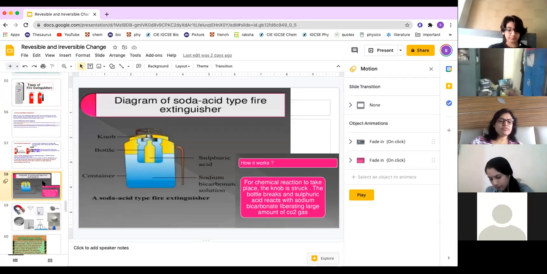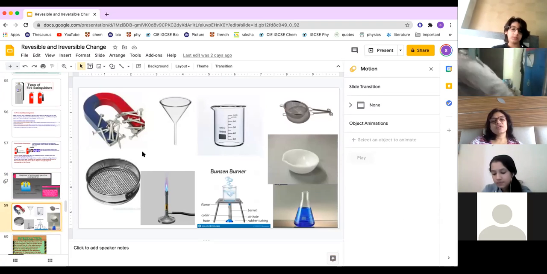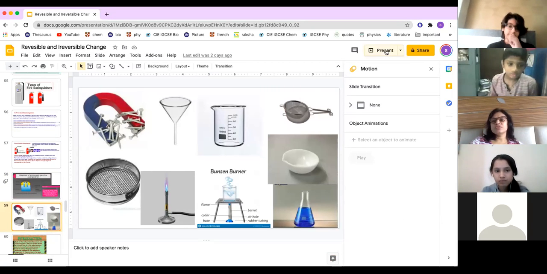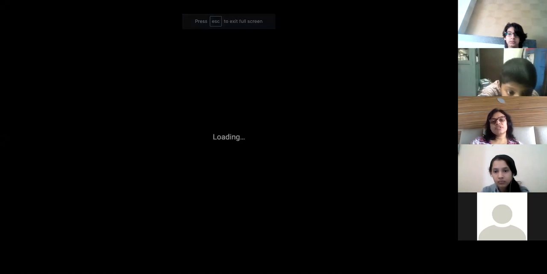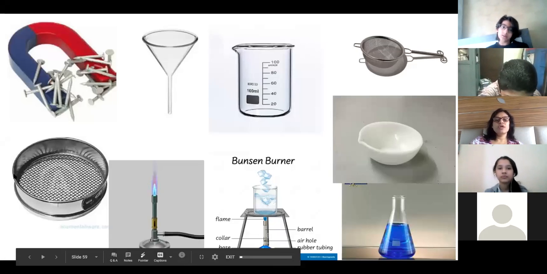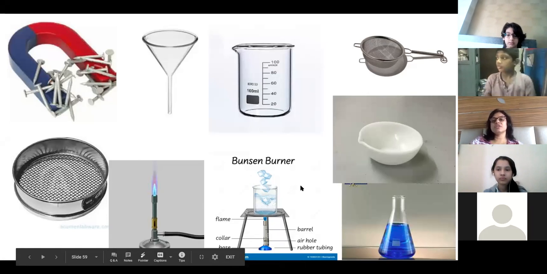This is clear to everyone. Soda acid type fire extinguisher. Now, so many pictures are there. These are mostly used in the chemistry lab. These are the things which we use in the chemistry lab, and they will be used in our next topic. So I'll just give you the introduction. What are these things?